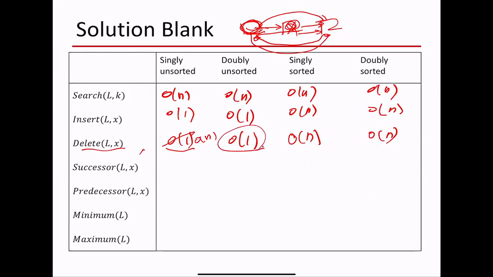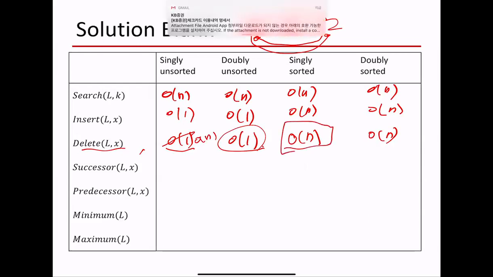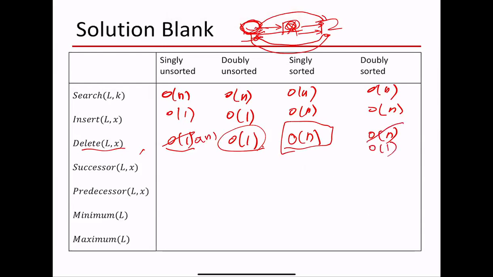Okay, singly sorted. Sorry, isn't it big O(1)? Yeah, big O(N) is correct because you have to maintain the previous one. Yeah. And doubly sorted is big O(1).